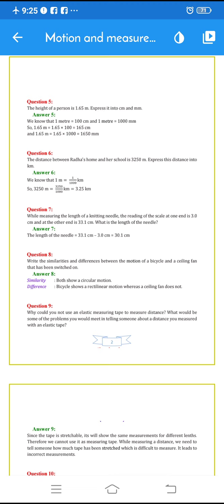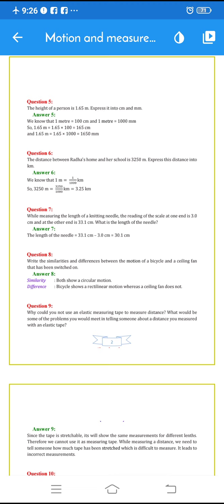Dear students, in the previous class we started the exercise part of the lesson Motion and Measurement of Things. Let us continue the remaining part of the lesson in today's class. Let us see question number 5.